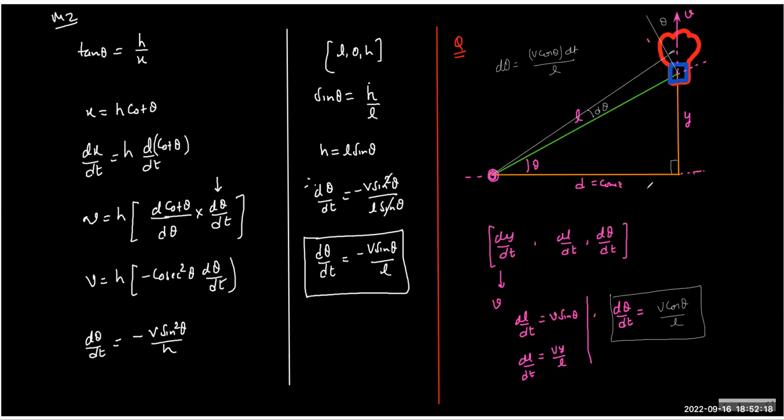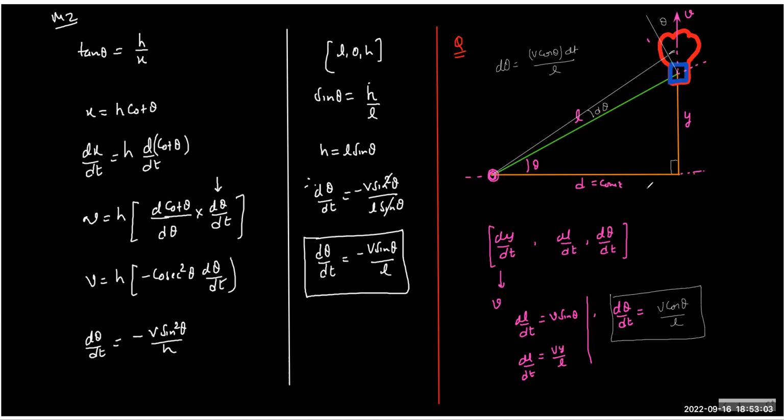And because it is variable, it's not a good idea to take three variables at once. Theta is a variable. I must relate theta with something which is constant and something which is variable. I can only take two variables at a time. So theta should go with which variable? y and d. So what is the relationship between theta, y and d? Tan theta equals y by d. So y equals d tan theta.